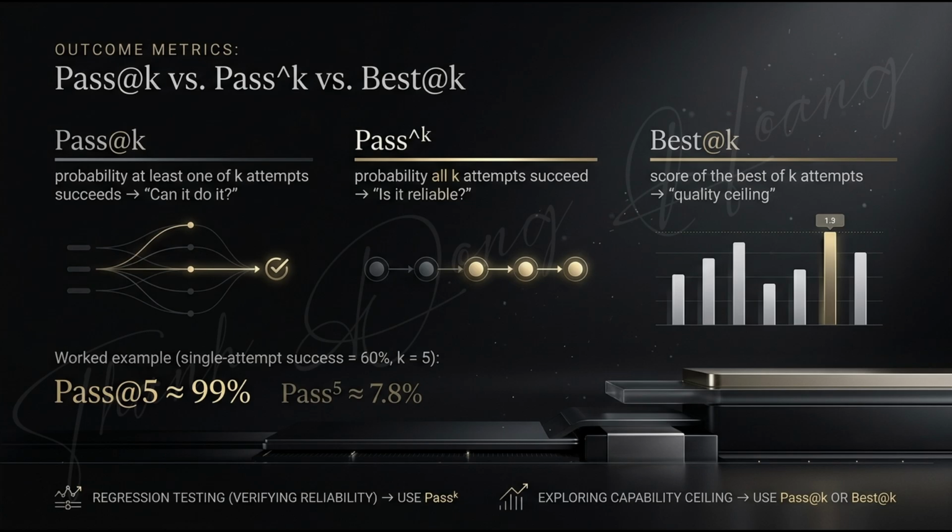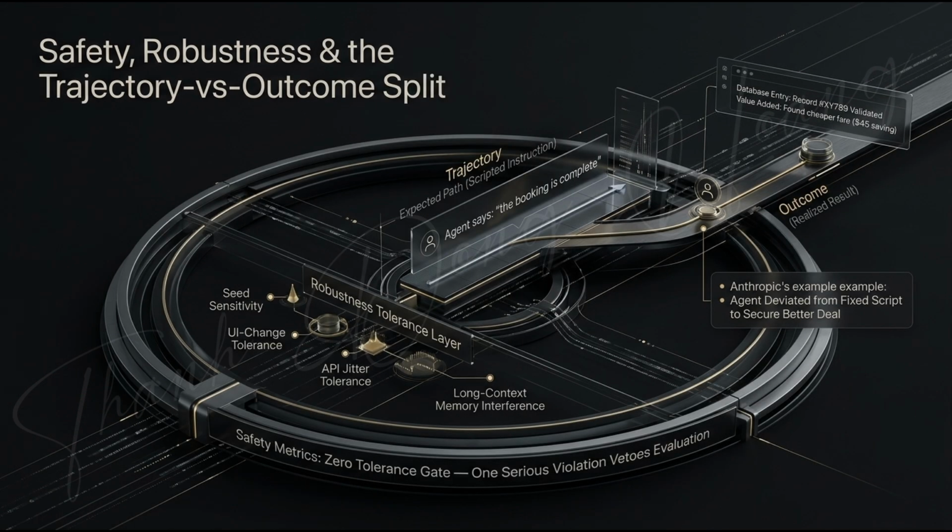But the probability of succeeding all 5 times is only about 8%, quite unlikely. Same underlying agent, wildly different numbers, depending on which question you're actually asking. Use the wrong one, and you'll draw the wrong conclusion about whether the system is ready. Safety follows the same zero-tolerance logic as hallucination. One serious violation vetoes the whole evaluation, and it doesn't get averaged out by good performance elsewhere.